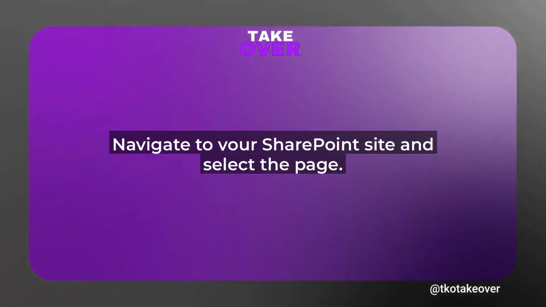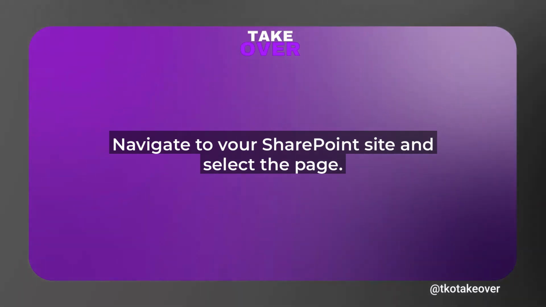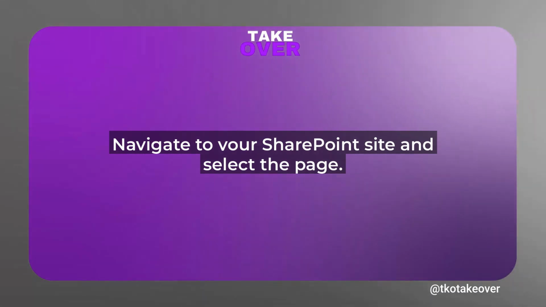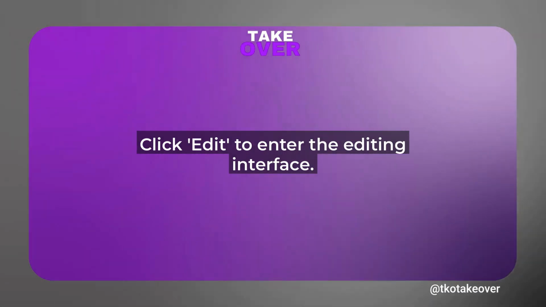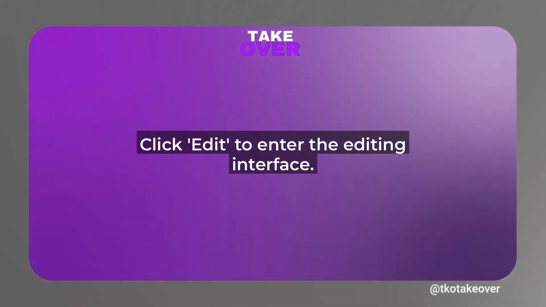Now, find the page you want to edit. Hover over it in the site contents or use the Quick Launch menu. Once you've got it, click on the Edit button, which is usually in the top right corner. In 2025, SharePoint has enhanced its interface with AI suggestions, so you might see smart recommendations for layouts or content as you go.